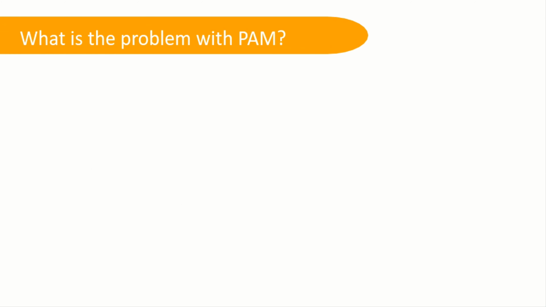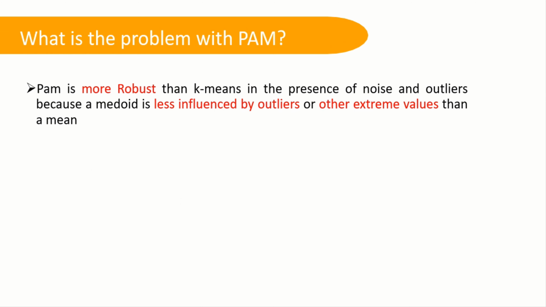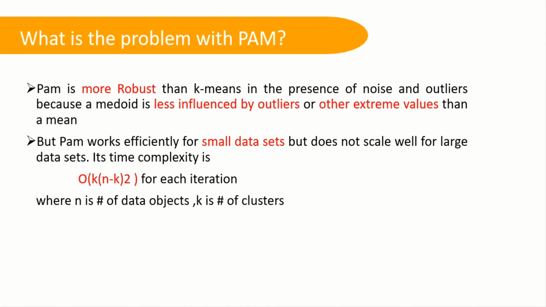Now, what is the problem with PAM? PAM is more robust than K-means in the presence of noise and outliers because a medoid is less influenced by outliers or other extreme values than a mean. But PAM works efficiently for small datasets but does not scale well for large datasets because its time complexity is O(k(n-k)^2) for each iteration, where n is the number of data objects and k is the number of clusters.